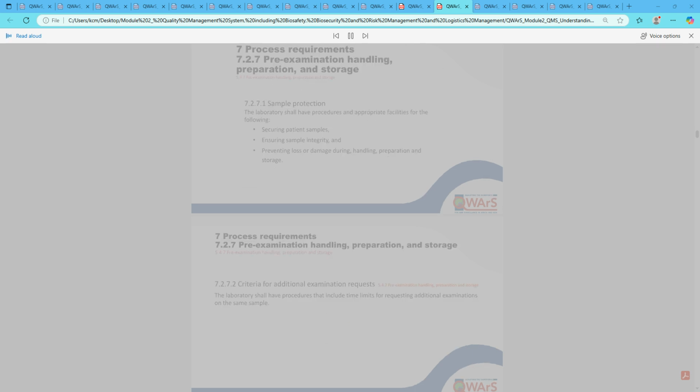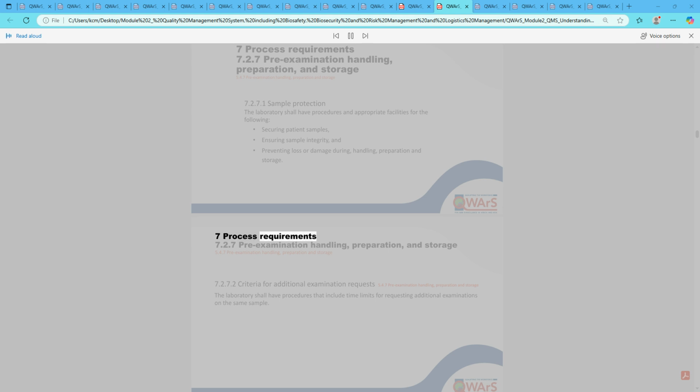7 Process requirements, 7.2.7 Pre-examination handling, preparation, and storage, 5.4.7 Pre-examination handling, preparation, and storage. 7.2.7.1 Sample protection. The laboratory shall have procedures and appropriate facilities for the following: securing patient samples, ensuring sample integrity, and preventing loss or damage during handling, preparation, and storage.